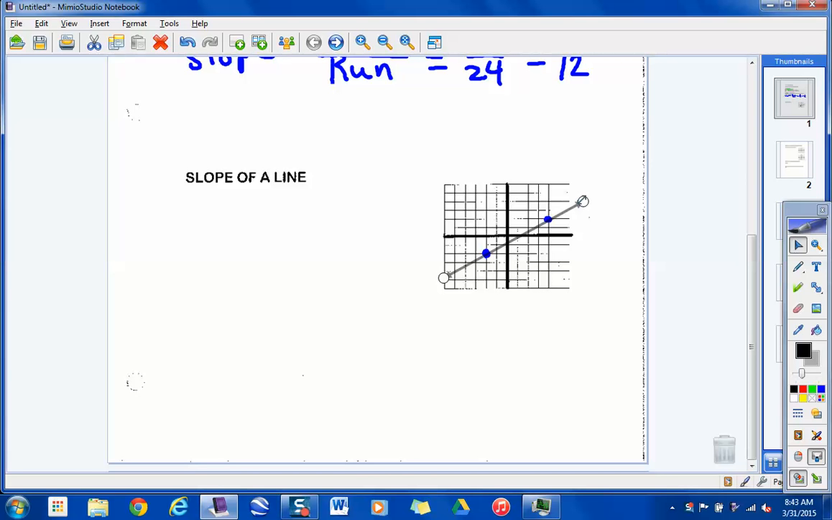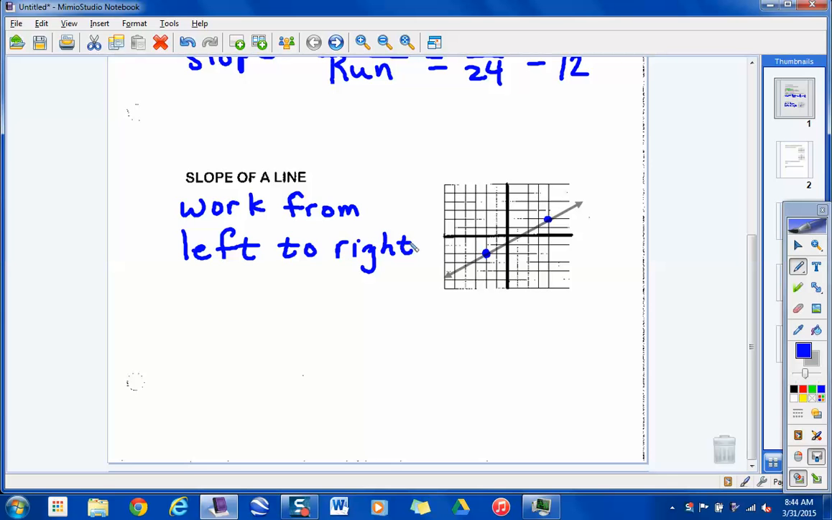One thing I would tell you about finding a slope, when they give you points like this, I'm going to make a note on this, and you might want to make this note as well. Always, always, always work from, how do you read in a book? Left to right. So you read graphs from left to right.